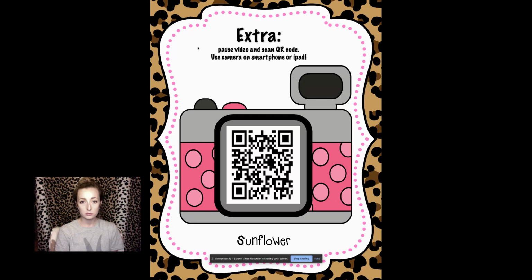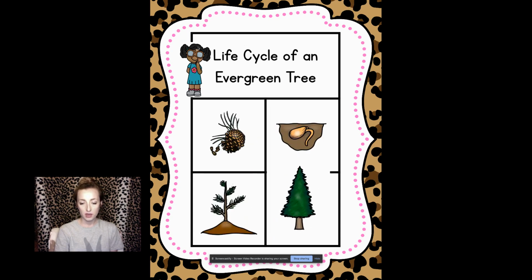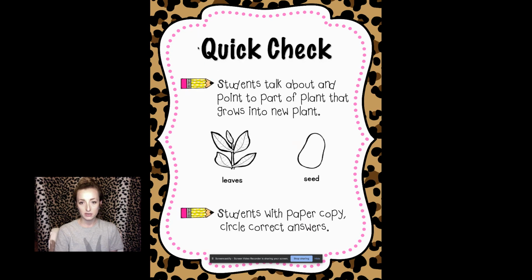Click through those. Now, you have another QR code, and this is for the sunflower, and it's really cool too. So go ahead and pause me, take your camera, smartphone, iPad, whatever, and go ahead and watch that short video for me. Okay, you have the life cycle of an evergreen tree. We're going to click through that. Okay, so there's your evergreen activity.